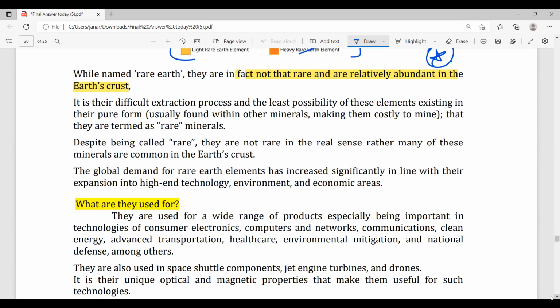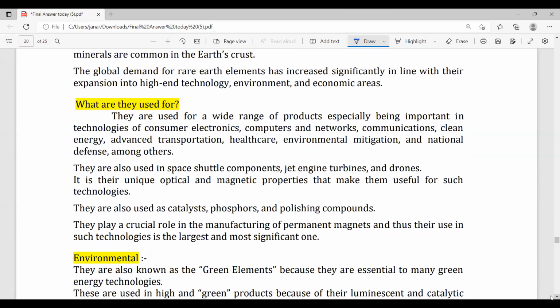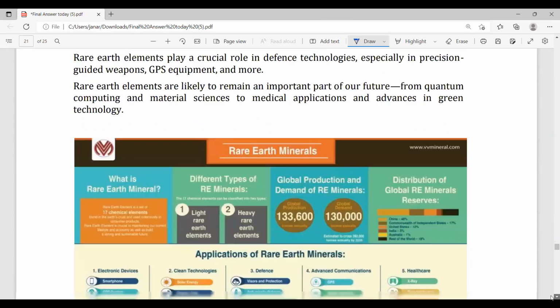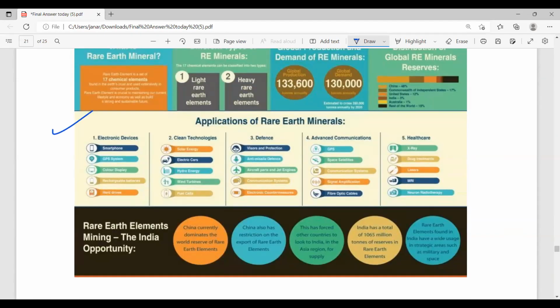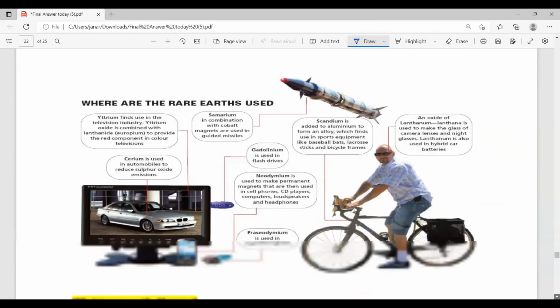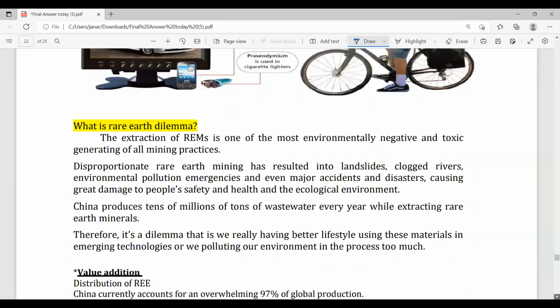Okay. Now they are used. Applications are important. This we saw again yesterday. Rare earth metals, varieties of things are listed here. No doubt, this is just a practice. Already we did it yesterday. Right? Synthetic biology is the last question.